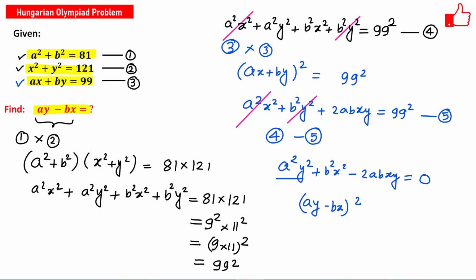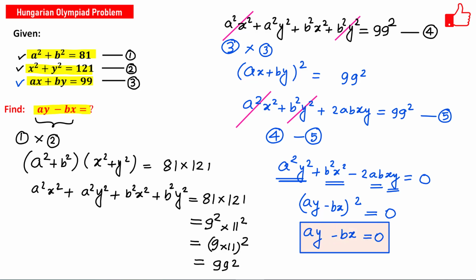So this is written using the formula (a minus b) whole square, and in this case this term is a and this term is b and this is 2ab. So I can write (ay minus bx) whole square is equal to 0. This means ay minus bx is equal to 0. So basically the value of ay minus bx that you have to find is equal to 0. So the answer for this problem is 0.